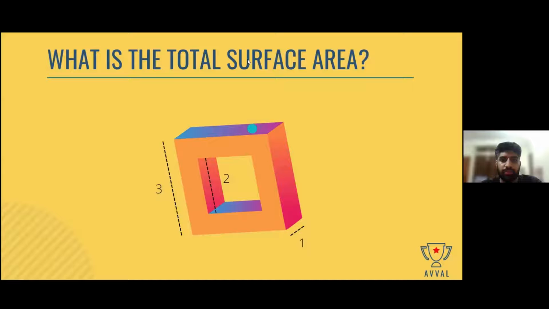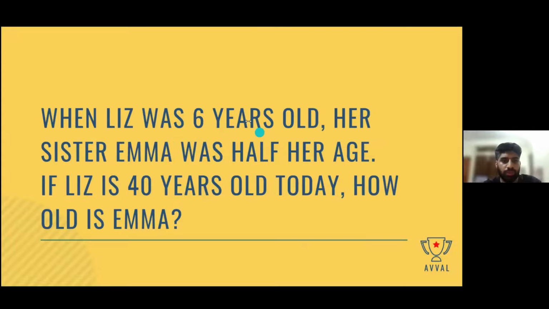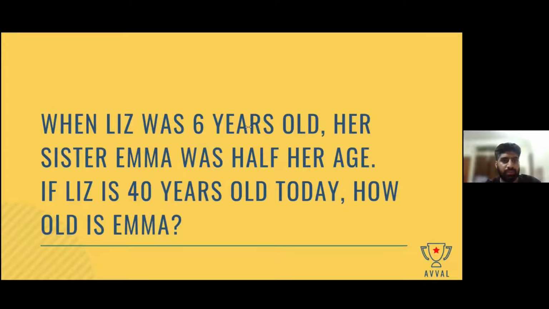Okay, this is a simpler one. And to get the right answer, you just have to write the right equations. When Liz was 6 years old, her sister Emma was half her age. If Liz is 40 years old, how old is Emma? Who can give me the answer? This should be really simple. You don't need a pen and paper for this. You can just count it.